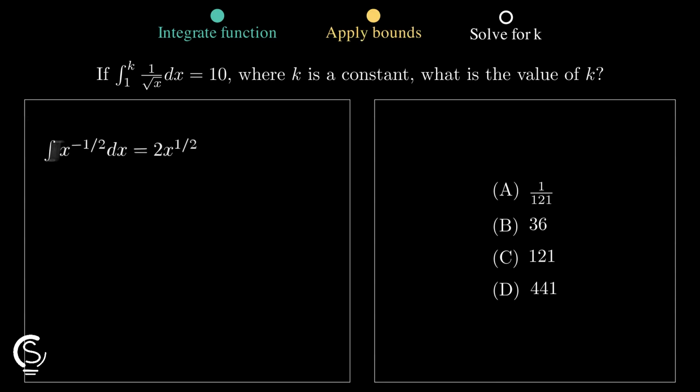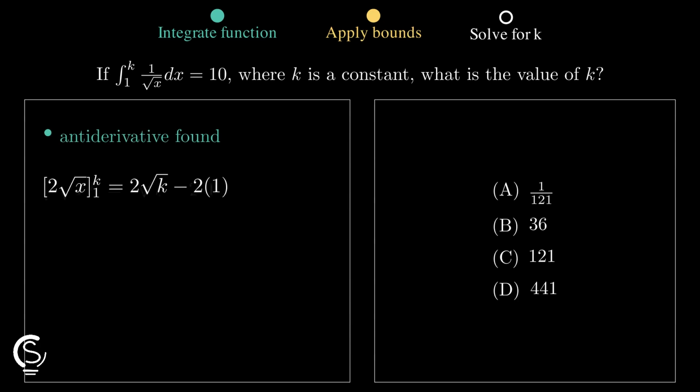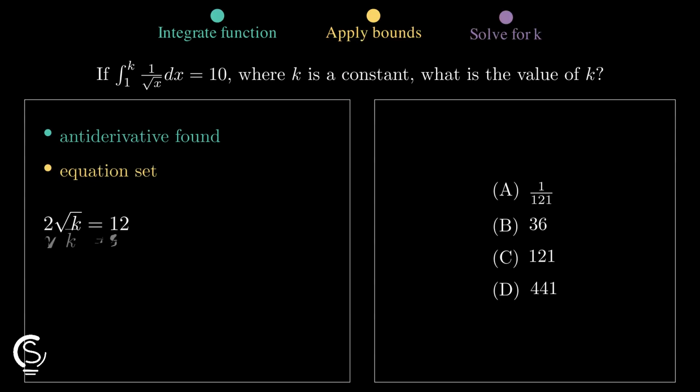Now, evaluate this expression at the upper limit k and the lower limit 1. Subtracting these values gives us 2 times the square root of k minus 2 equals 10. Finally, add 2 to both sides to get 12, divide by 2 to get 6, and square both sides to find that k equals 36. You got this, team!